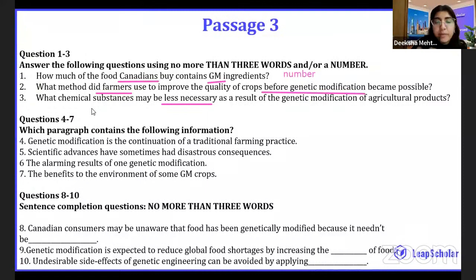Perfect. Are we understanding why? Have you understood why chemical substance is not the keyword? Because the answer will be chemical substance, but the words chemical substance may or may not be there. So let's move to the passage. First, let's find these three, and then we'll do the same again: underline keywords and look for the remaining ones.